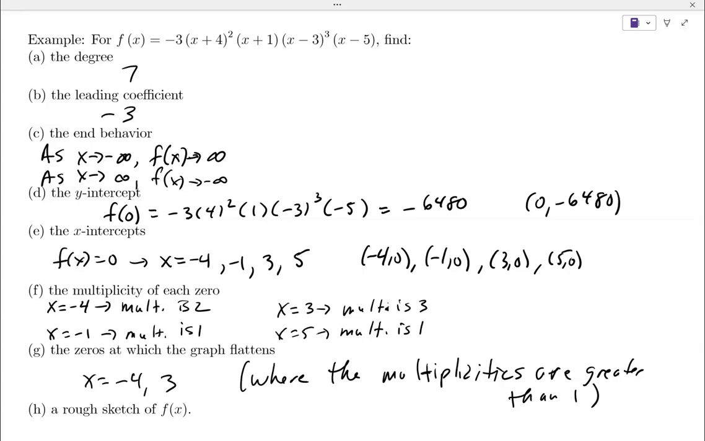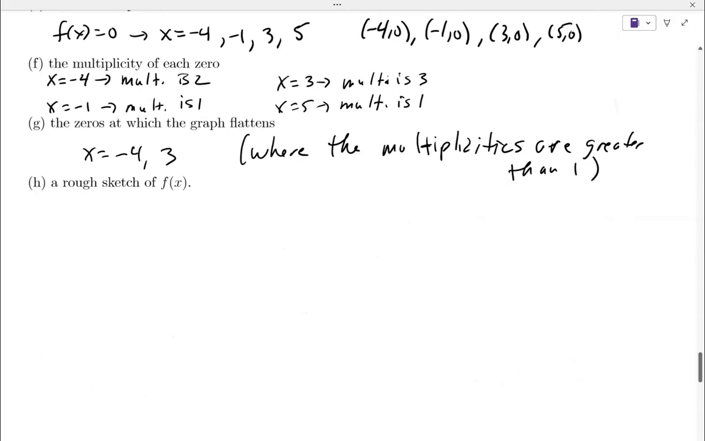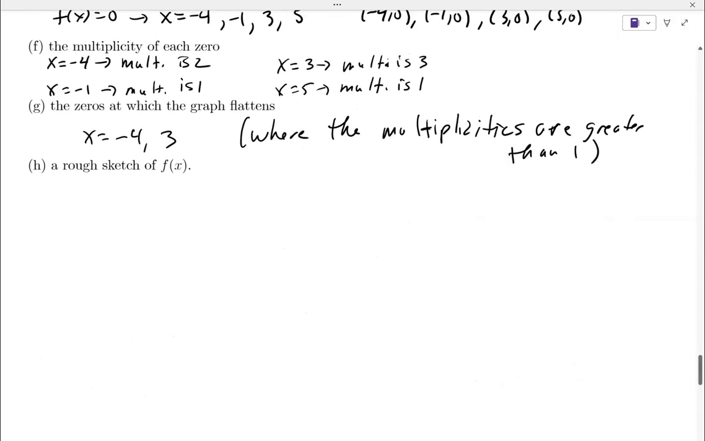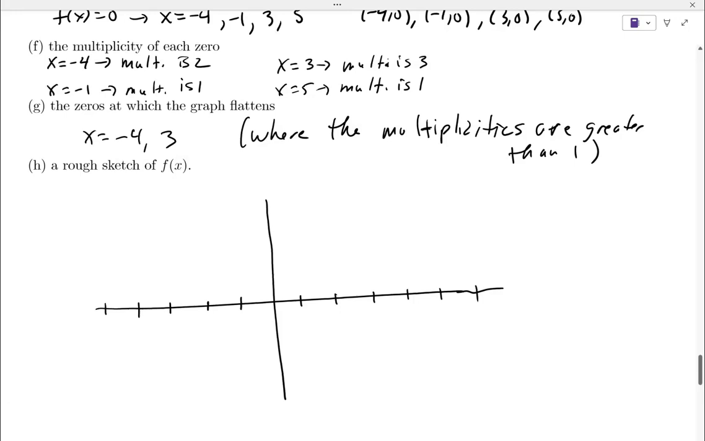All right, so now we want to use all of this information that we found plus one more piece of information to help us get a graph of this function. So the first thing we're going to do is plot all of the points that we have. There's an x-intercept at -4. There's an x-intercept at -1, one at 3, and one at 5.